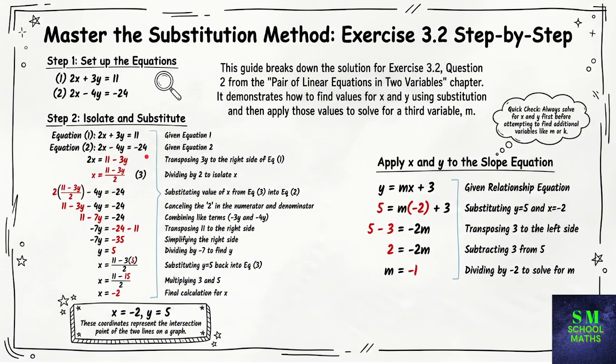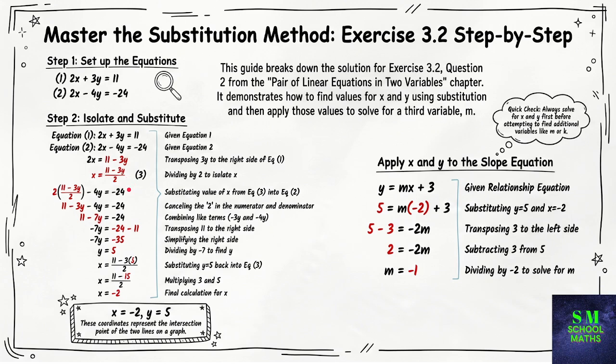First, let's move +3y to the right side. It becomes -3y. That gives us 2x = 11 - 3y. Now let's move 2 to the right side. It becomes (11 - 3y)/2. Now we substitute this value of x into equation 2.